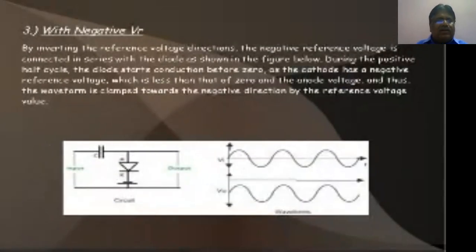Okay? With the negative reference voltage, by inverting the reference voltage direction, the negative reference voltage is connected in series with the diode as shown in the figure below. During the positive half cycle, the diode starts conduction before zero, as the cathode has a negative reference voltage which is lesser than zero and the anode voltage. Thus, the waveform is clamped towards the negative direction by the reference voltage value.